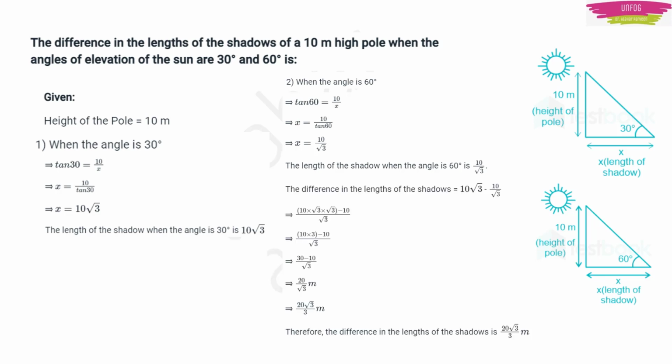Now we are told to find the difference in the lengths of the shadow, right? So what you do to find the difference in the lengths of the shadow? You have to subtract them, and then you have to use little bit of arithmetic and you have to solve it. Okay, so this is your assignment. Take a pen and a paper and try to solve it and let me know if you are getting the same answer which is written here, that is 20 root 3 upon 3 meters.